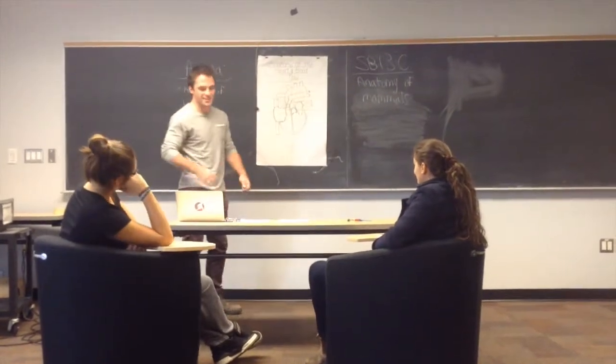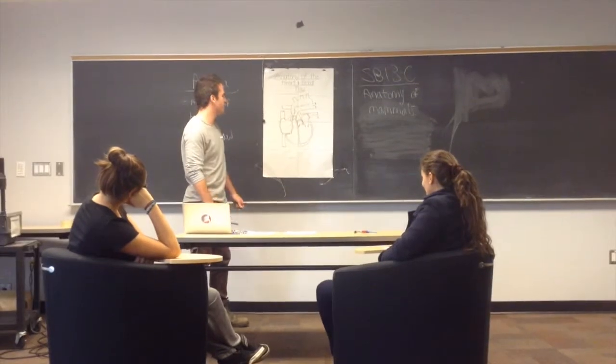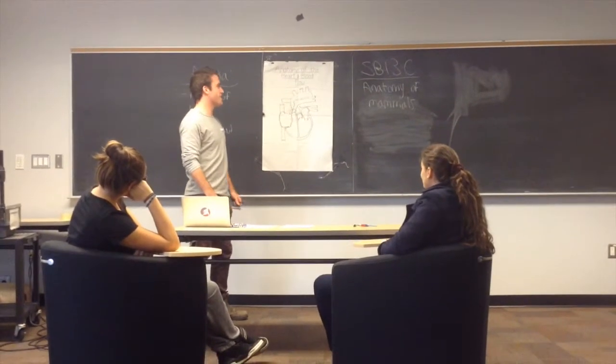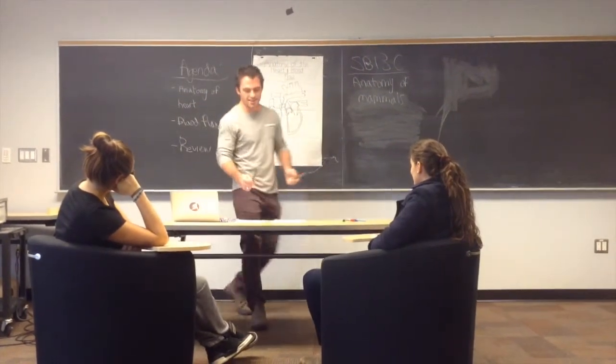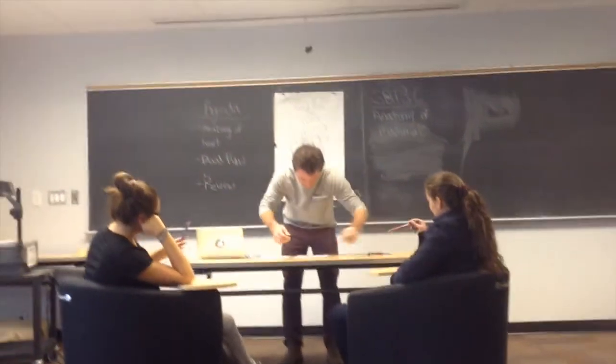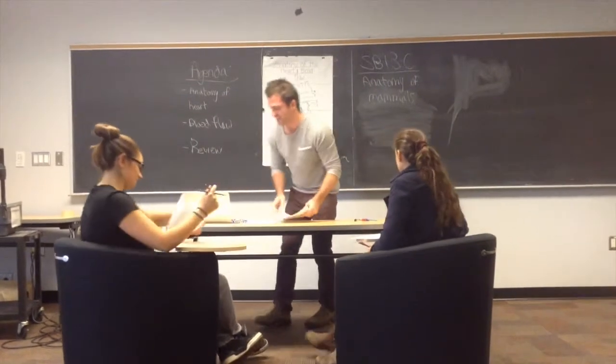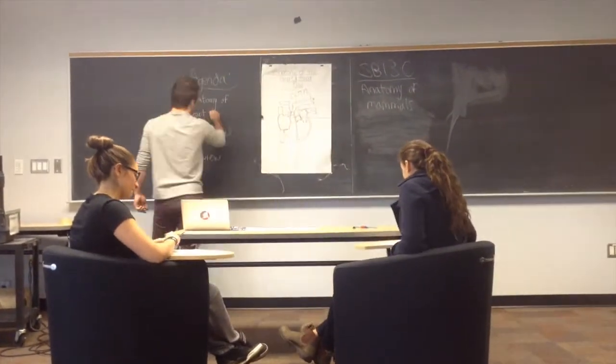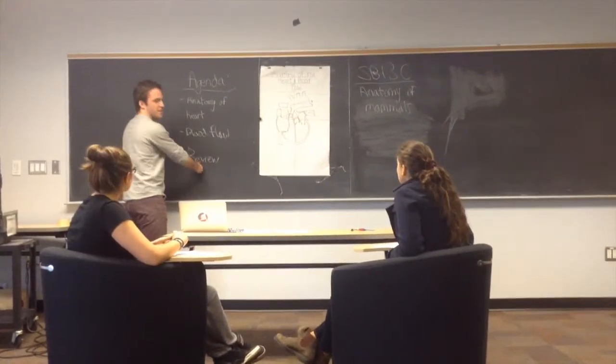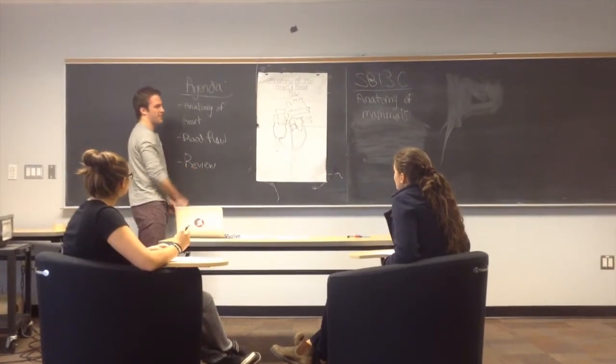Today we're going to continue with our circulation unit. We're going to talk about the anatomy of the heart and the blood flow. So I'm going to start off by giving each of you a set of pencil crayons and a worksheet. Alright, so the agenda for today is we're going to go over the anatomy, the blood flow, and then we're going to finish off with a review, and you're going to need your cell phones for that.